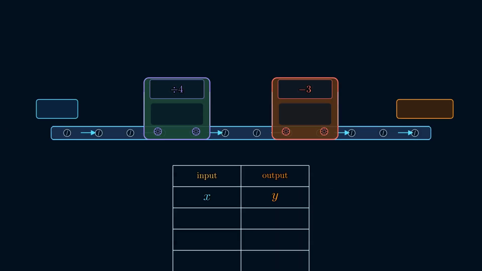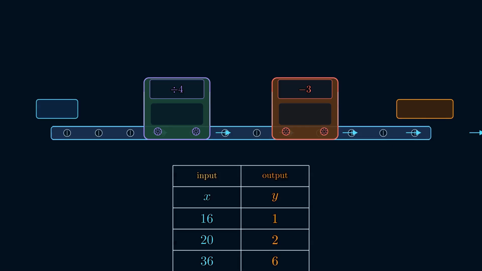Now we move to the second number machine. This time the steps are divide by 4, then subtract 3. Start with 16. 16 divided by 4 is 4. 4 subtract 3 is 1, so 16 becomes 1. Start with 20. 20 divided by 4 is 5. 5 subtract 3 is 2, so 20 becomes 2. Start with 36. 36 divided by 4 is 9. 9 subtract 3 is 6, so 36 becomes 6.